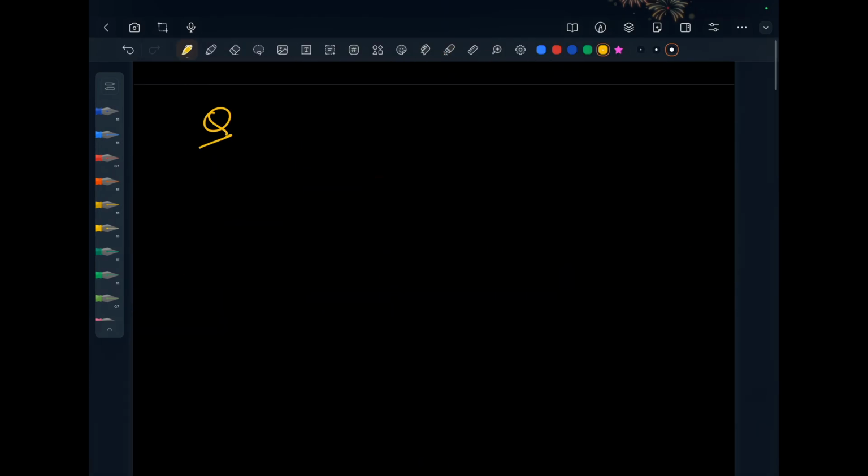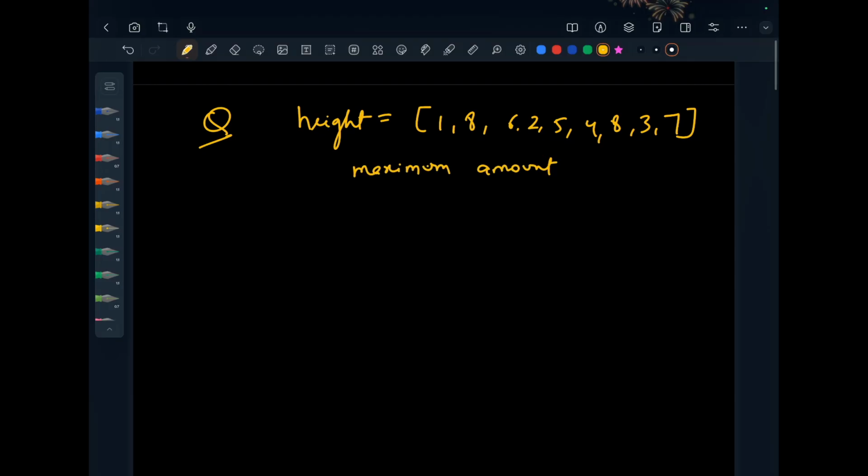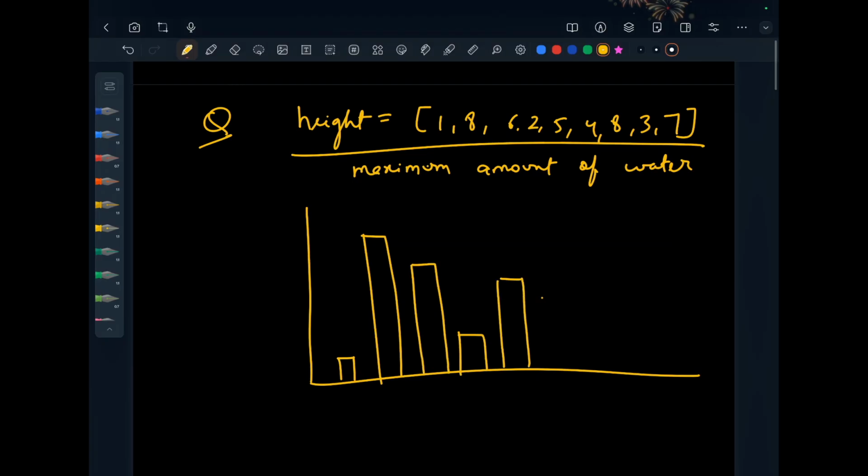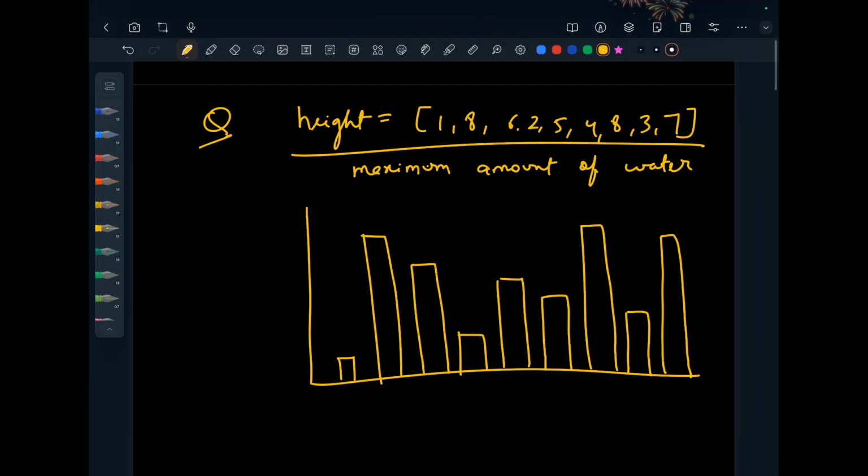You are given an array of heights. You have to return the maximum amount of water. If you draw these heights, let's draw 1 for the first, then the height 8, then we have 6 here, then 2, then 5, then 4, here 8, 3 and 7. So these are our heights. Now you have to return the maximum amount of water.